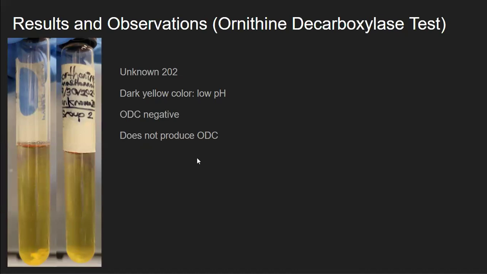And for unknown 202, it had a dark yellow color, so it indicated a low pH. So it was ODC negative, which means it does not produce ODC.